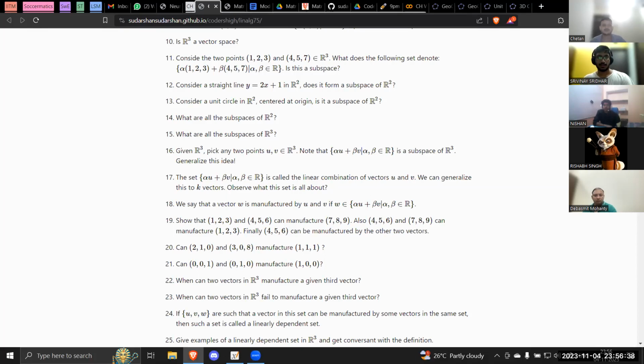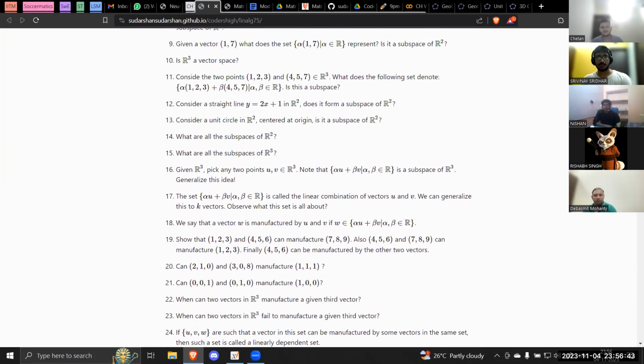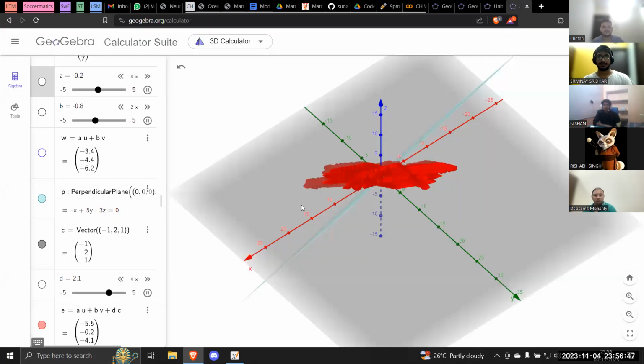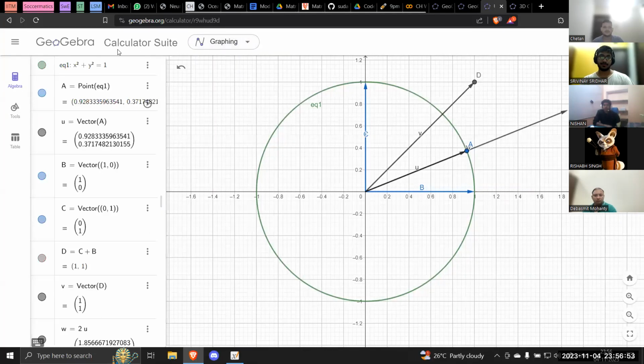Just a second. Okay. Let's do one thing. Can we go to GeoGebra? Let's not talk about independent vectors. Let's observe what happens. Okay. Can we go to GeoGebra in 2D? We have opened 2D, right? We already have one opened.